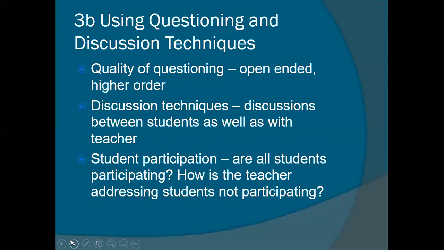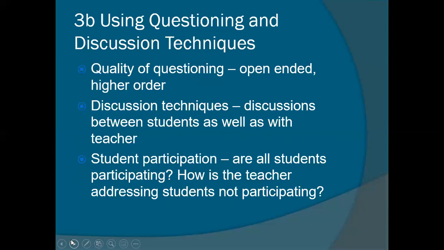And then it also looks at student participation. So are all students participating? A lot of times there is a student that maybe is not participating. So that is not a big deal. When that happens, really what we're looking at is how is the teacher addressing that student who's not participating? Are you having a conversation with that student? Are you making an attempt to draw the student in? Are you figuring out what's preventing the student from joining in?